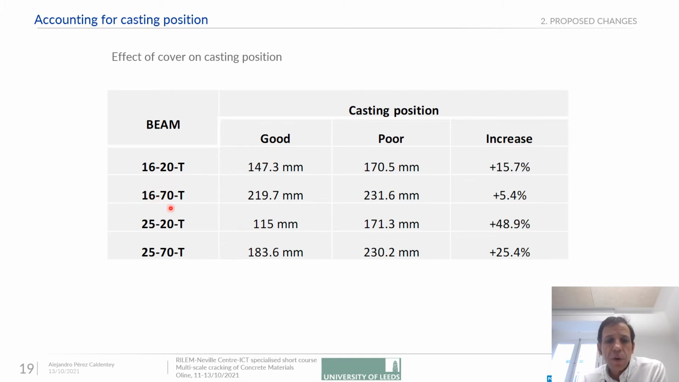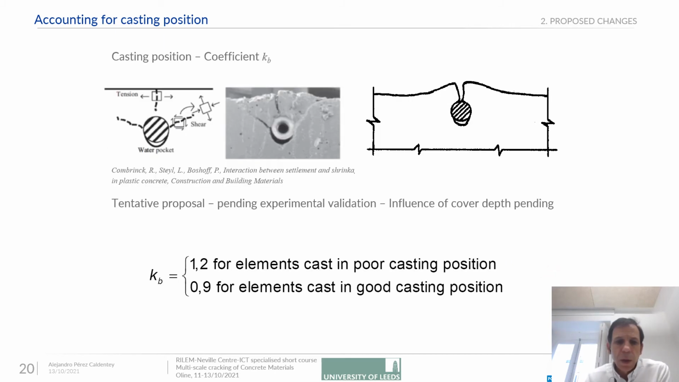With a larger cover, 82 millimeters, we have an increase of only 5.4. And with the 25 millimeter bars, the proportions are an increase of almost 50% for a smaller cover, and for the larger cover we have up to 25%. This of course is a very well-known phenomenon, that when you concrete an element, you have settlement and you have bleeding.